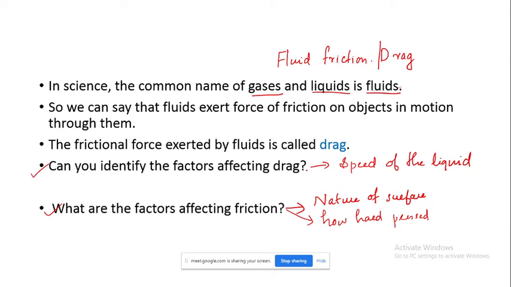Okay. So now I am asking, in friction we have seen that nature of surface is a condition, that friction depends on the nature of surface. So do you think nature of fluid matters? Krishna Kumar is saying irregularities. Okay, that was correct for friction. Sirishma is saying speed of liquid. Rajeshri said this drag will depend on the nature of fluid also.